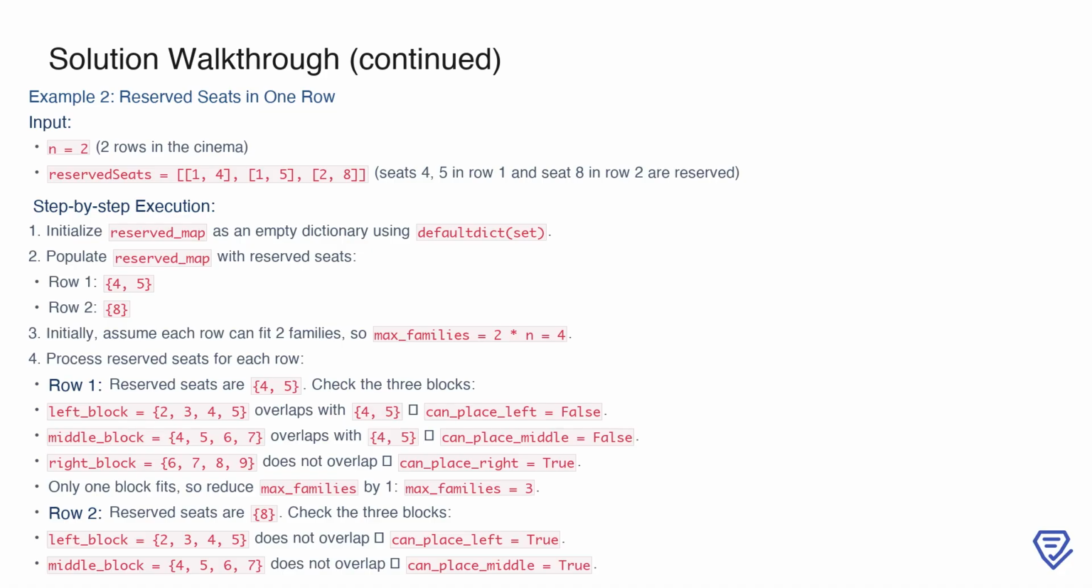Next, for row 2, the reserved seat is 8, and we evaluate the same 3 blocks. The left block, 2, 3, 4, 5, and the middle block, 4, 5, 6, 7, remain completely usable as they do not overlap with the reserved seat. The right block, however, is affected by the reserved seat. This allows 2 families to fit in row 2, so we retain the current count of 3 families.